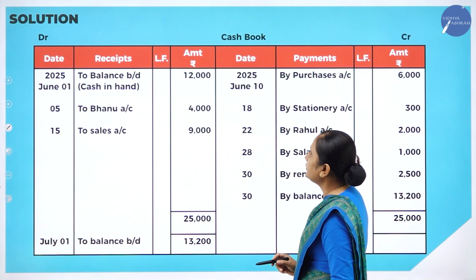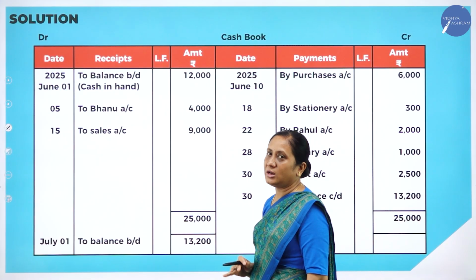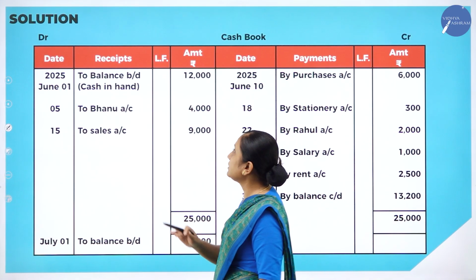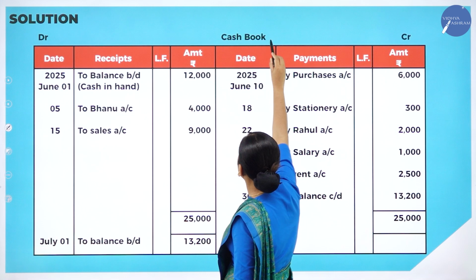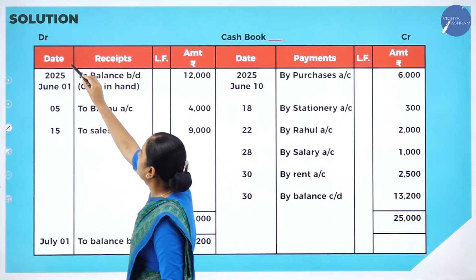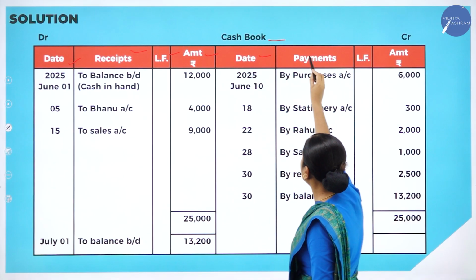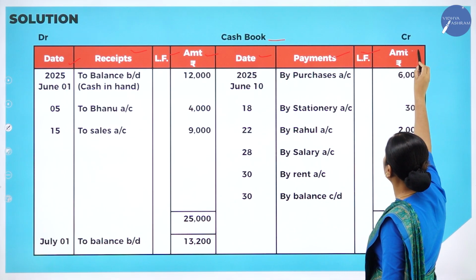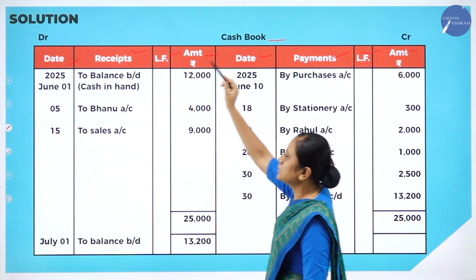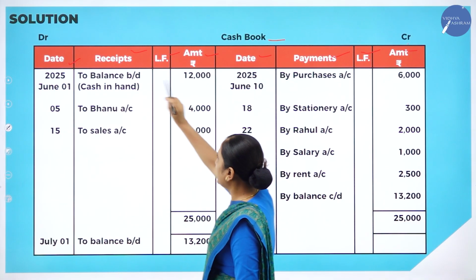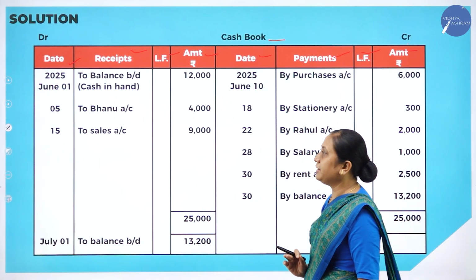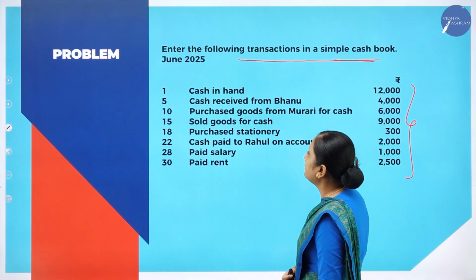So what will we do? First we will make the columns. First we will prepare the columns. We will write the heading as cash book. Date, receipts, LF, amount, date, payments, LF, amount, credit and also debit. We will make the columns like this and keep it ready. Now we will enter.